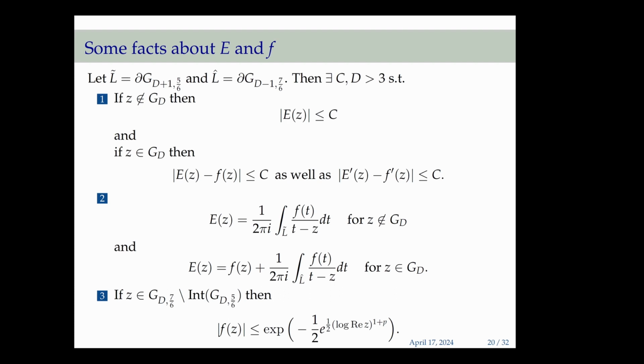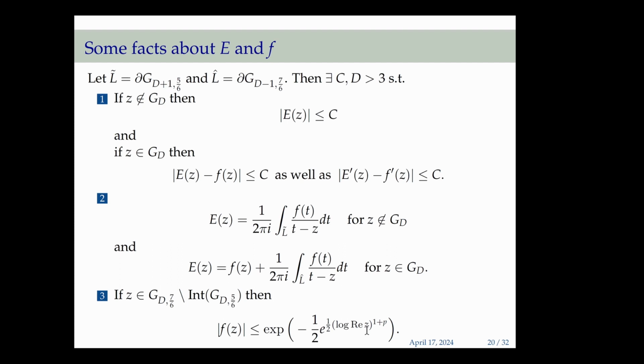If the region D is large enough, then the function of Z in its complement is uniformly bounded. In this region, E of Z and F of Z are well comparable along with the derivatives, and E of Z is this integral for Z not in G of D. On the other hand, in G of D we have such an equality, and the absolute value of F of Z is governed by this function.